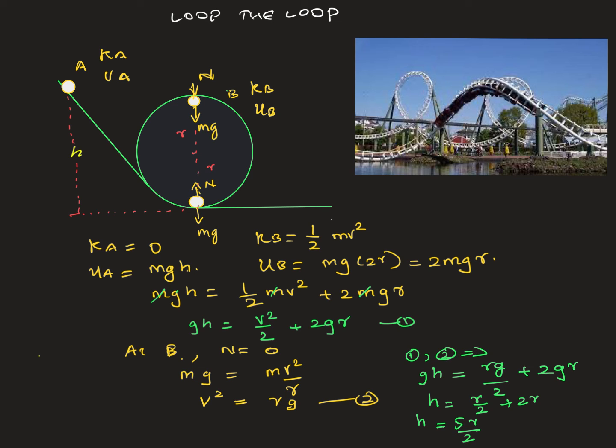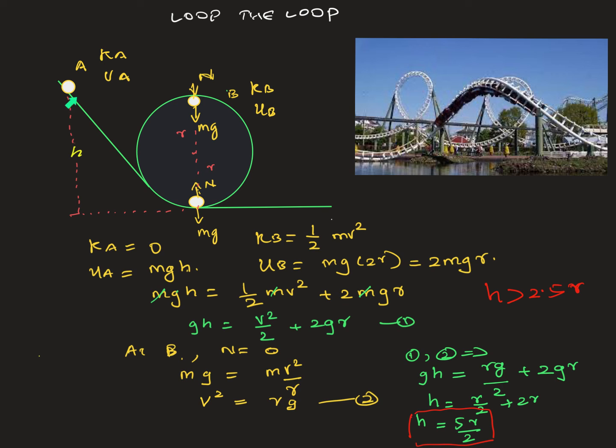So that's the answer. What we conclude from this is the height should be above 2.5 r, where r is the radius of the circle, for the object to go through the circular motion and come back here safely and continue the journey.